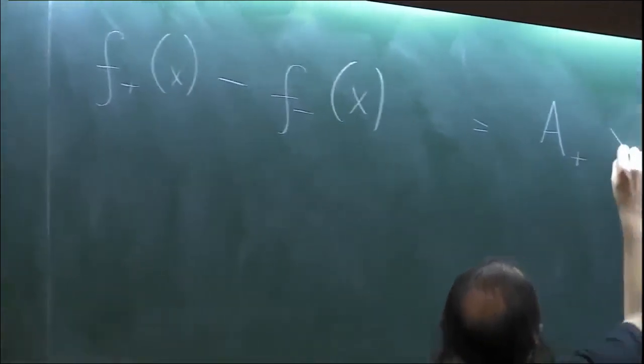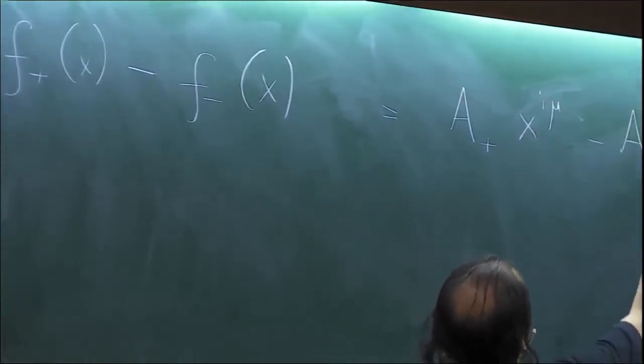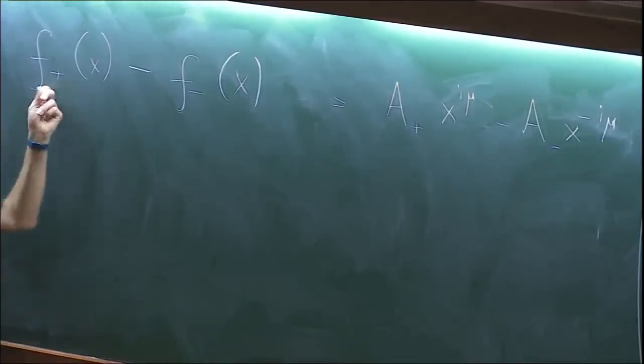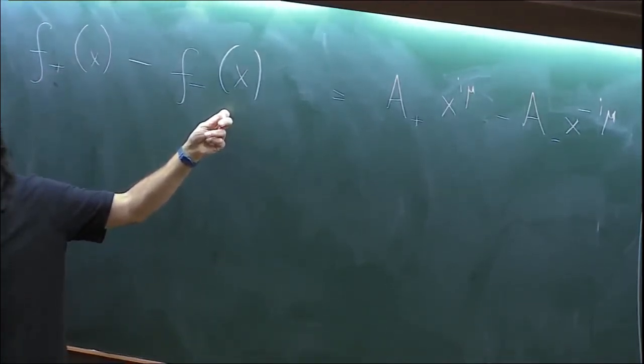So let me write it as a plus x to the i mu, minus, that minus sign will be convenient, a minus x to the minus i mu. I don't know what f plus and f minus are. Now I want to figure out what a plus and a minus are. But this guy, I only have a formula for when x is less than 1. This guy, I only have a formula for when x is bigger than 1. But I can match these expressions exactly at x equals 1.